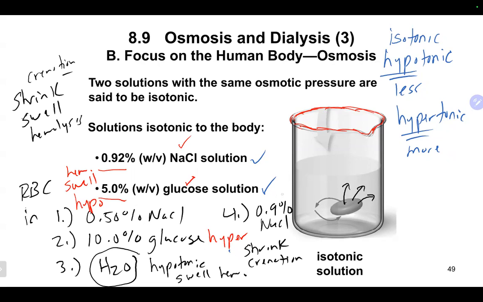And then lastly, 0.9% is our isotonic solution, which means we're all good. Nothing bad is going to happen. That's the happy situation, I suppose.